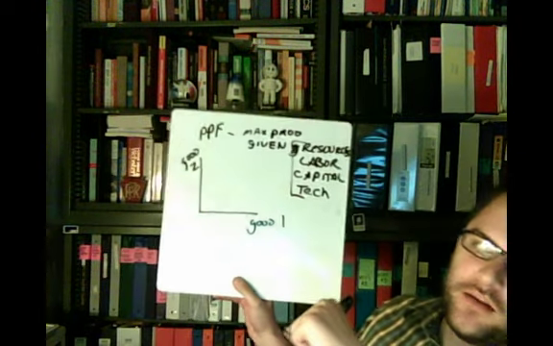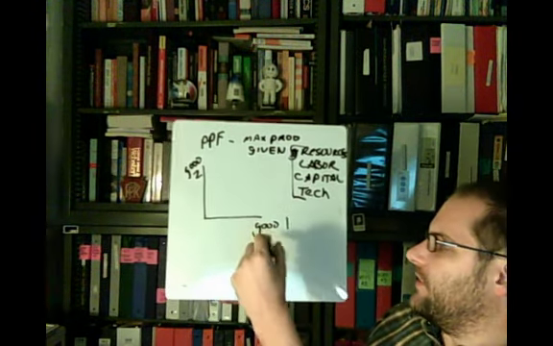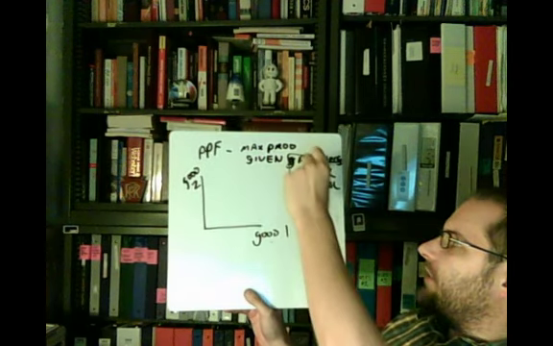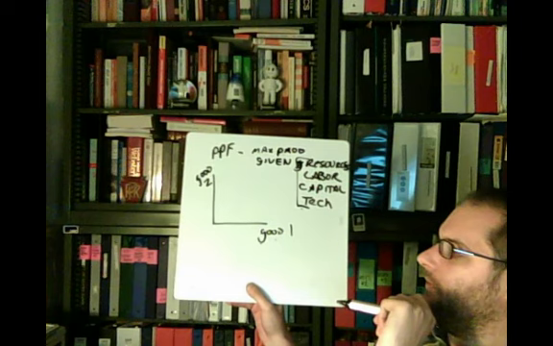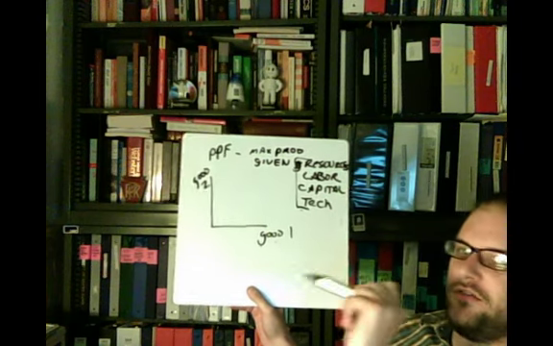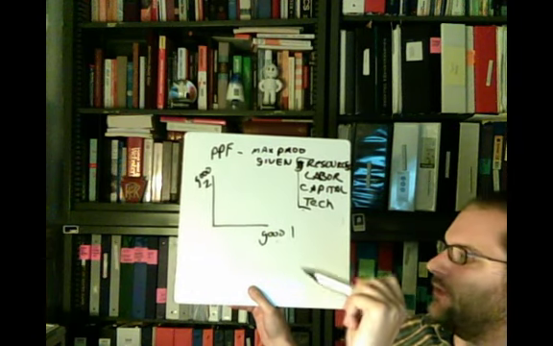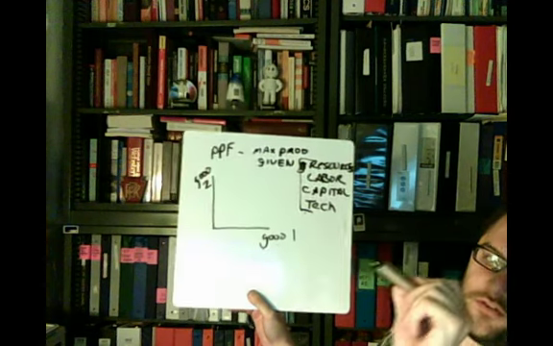Now, what we would then have is a graph where you could have good 1 and good 2. So this is going to be a two-good economy. Only two goods are being produced, good 1 and good 2, and so we're using all of these resources to produce just these two goods. Now, the question is what does that slope look like? Well, it can actually have three different shapes.